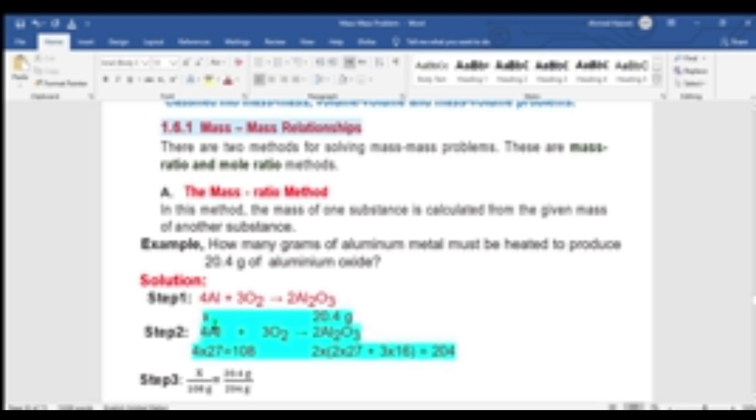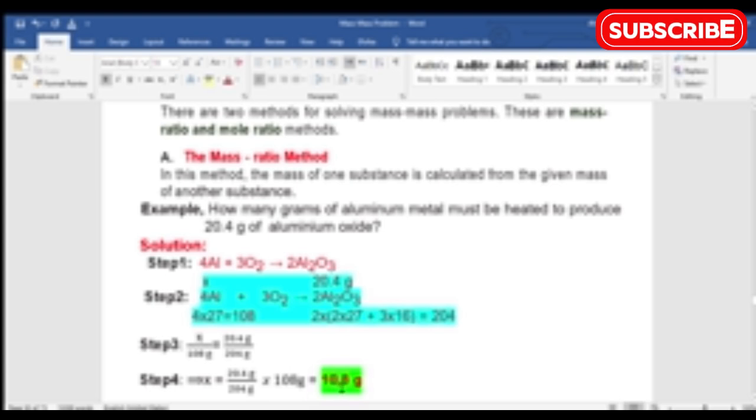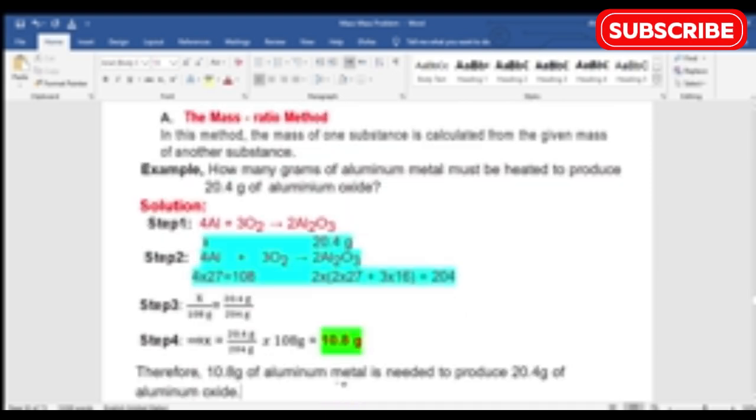Therefore, you set up the proportion x over 108 is equal to 20.4 over 204. This is set up as such. Then x times 204 is equal to 108 times 20.4, which means x equals this value times this value over 204. Therefore, the mass of aluminum that must be heated in order to produce 20.4 grams of aluminum oxide is 10.8 grams.